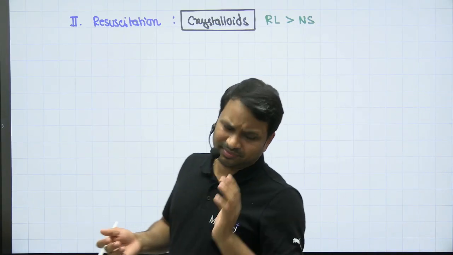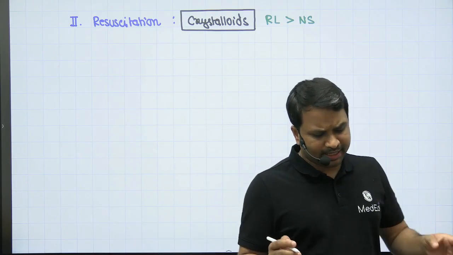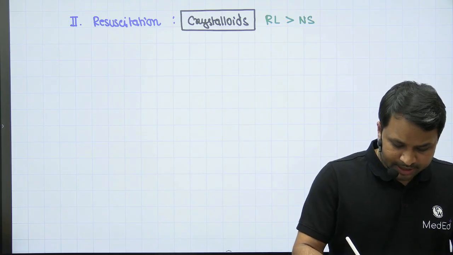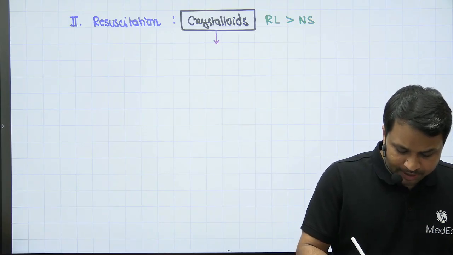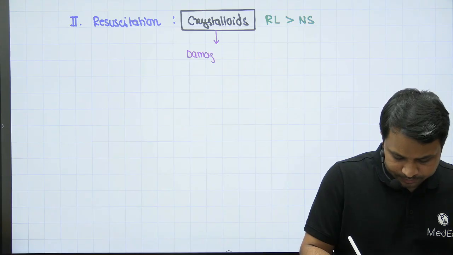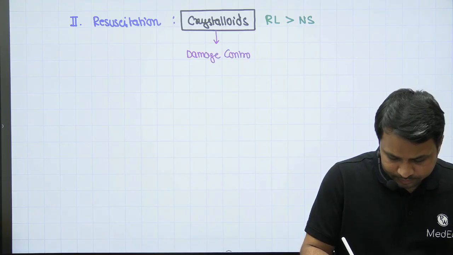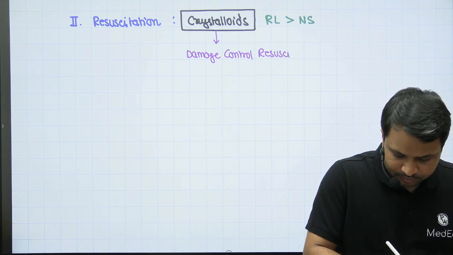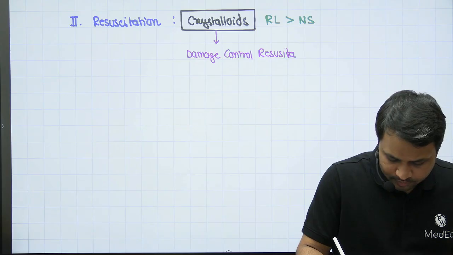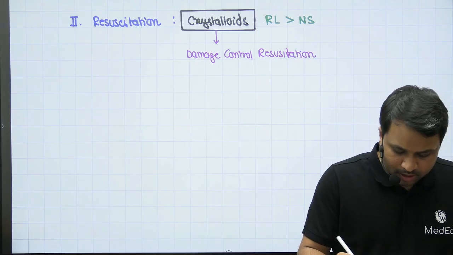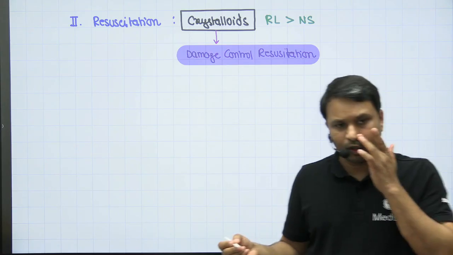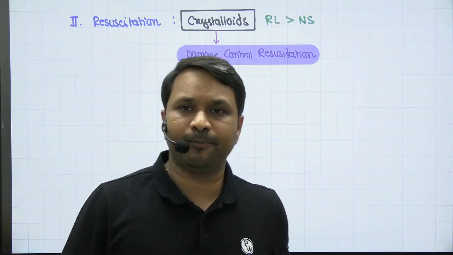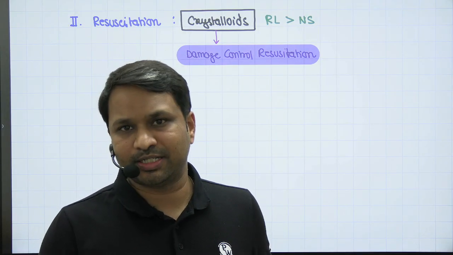Now, I did tell you that we are going to use Ringer lactate as the fluid of choice. Now the question is, how much fluid is enough, right? So there is something called damage control resuscitation. When we talk about this concept of damage control resuscitation, it's a beautiful concept. Let's say the patient is in shock. There is hypotension with tachycardia. I give 500 ml of fluid, that is Ringer lactate.